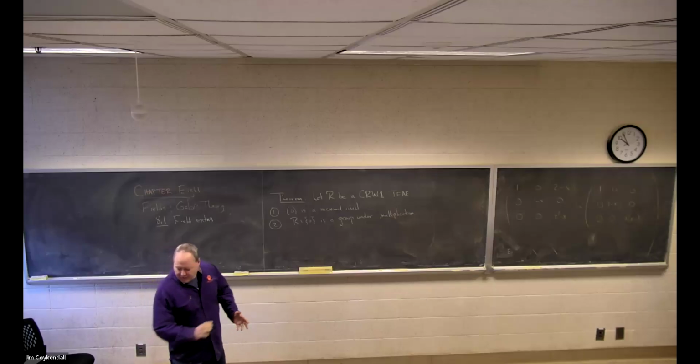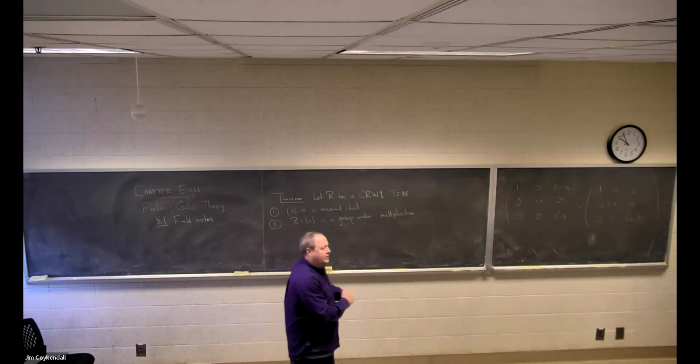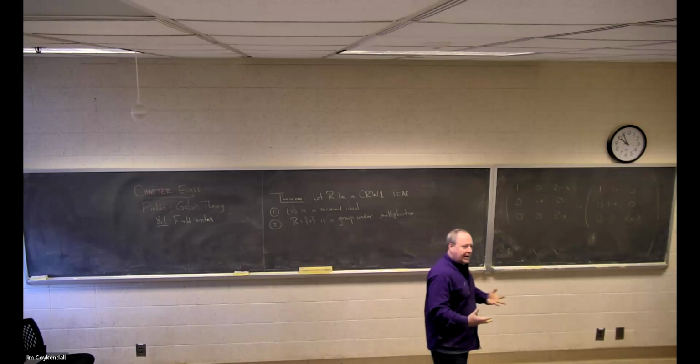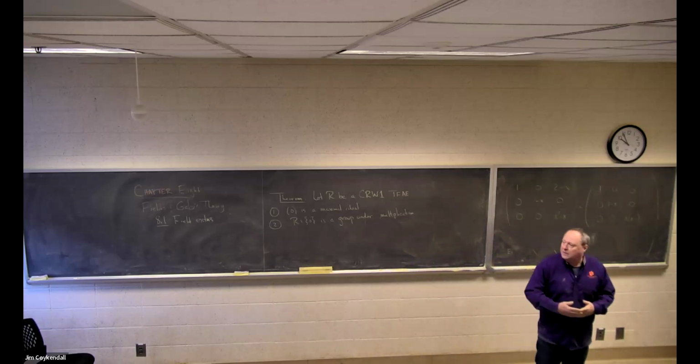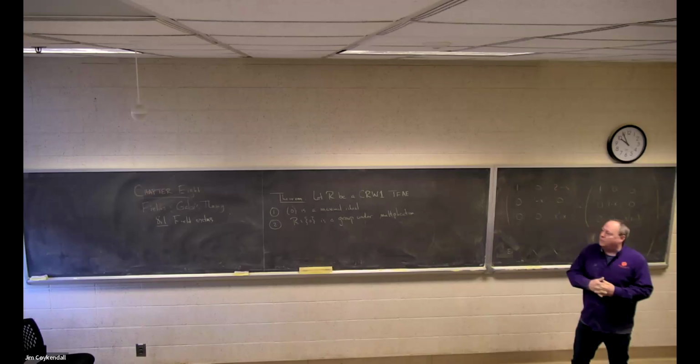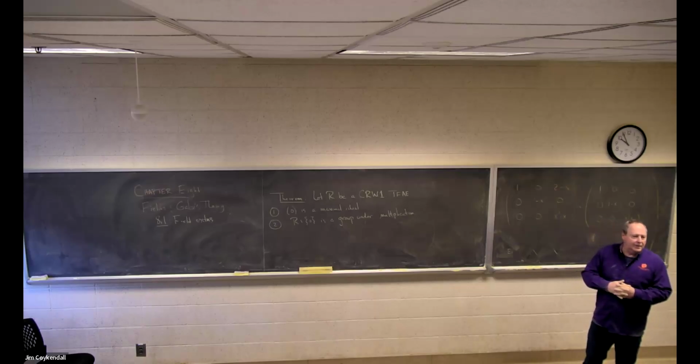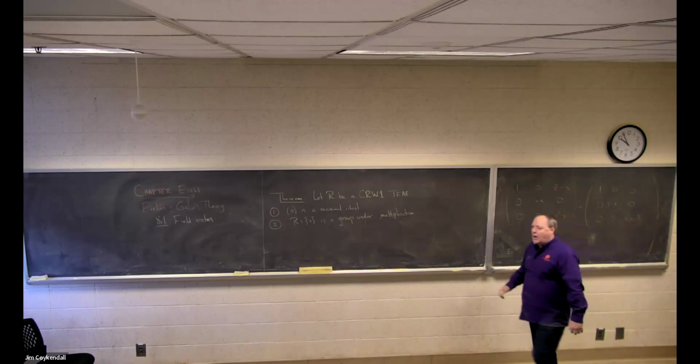So that's kind of an interesting way you probably haven't thought about it before, but fields are precisely the commutative rings with identity where 0 is a maximal ideal. And more familiarly, they're the ones where the non-zero elements form a group under multiplication. Okay, any questions?